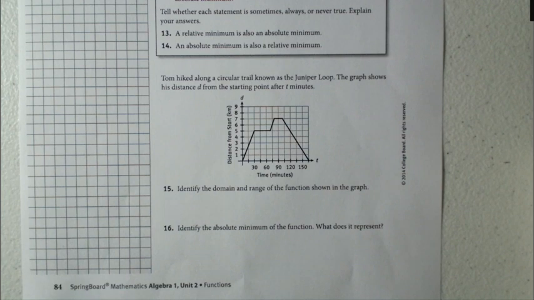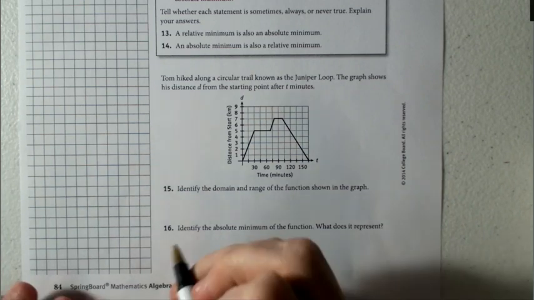Final lesson, or final section for today's lesson, covers questions 15 to 21. It says, Tom hiked along a circular trail known as Juniper Loop. The graph shows his distance d from the starting point after t minutes. Identify the domain and range of the function shown in this graph.